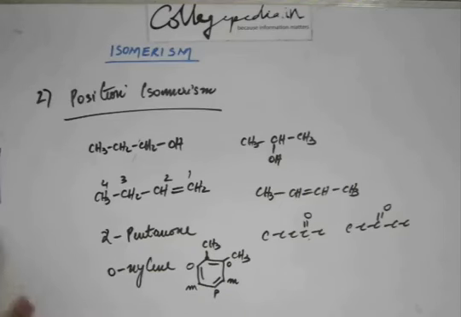So if they ask you to draw the position isomers of orthoxylene, then you just get an isomer where you have this methyl at meta position or para position. So actually it will have two isomers, metaxylene and paraxylene. That's it.